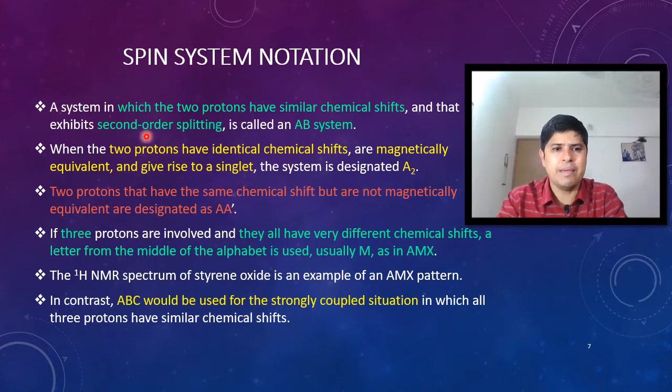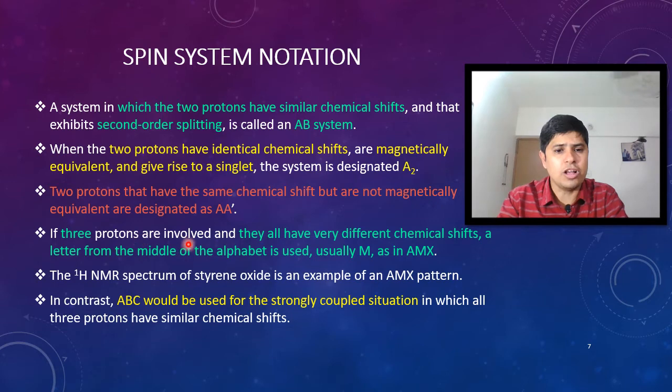Once again I am repeating it. A system in which two protons have similar chemical shifts and exhibit second order splitting is called an AB system. When two protons have identical chemical shifts, are magnetically equivalent and give rise to a singlet, the system is designated as an A2 system. Two protons that have the same chemical shift but are not magnetically equivalent are designated as A A dash.